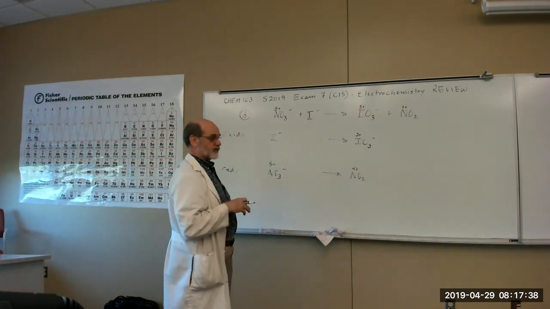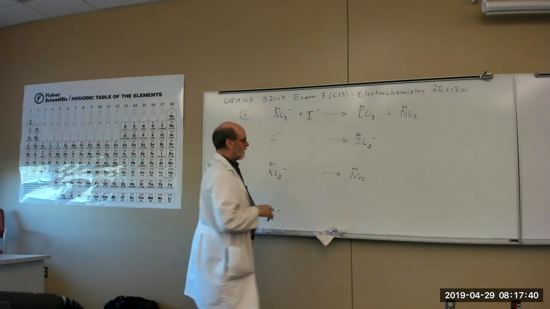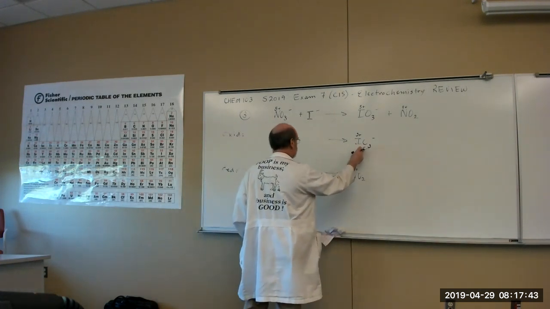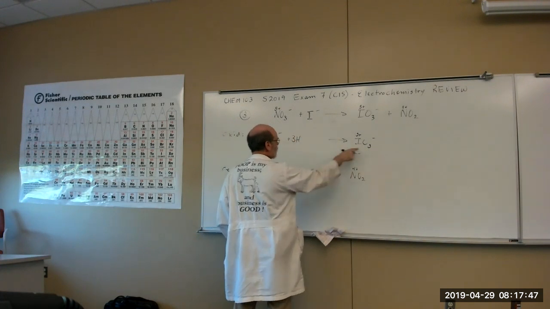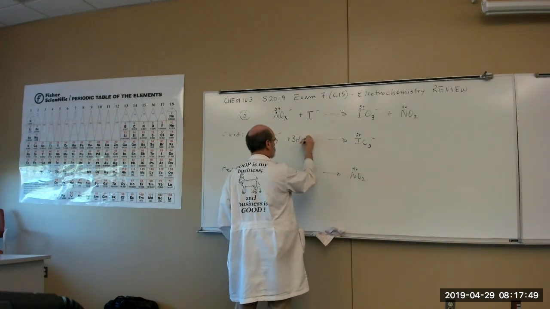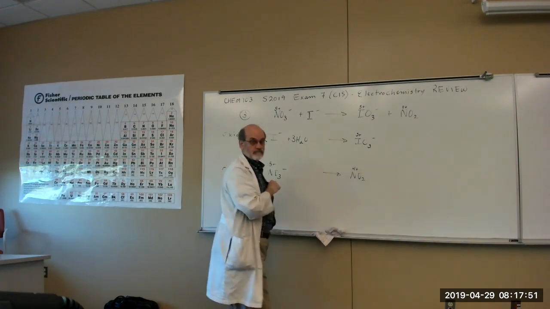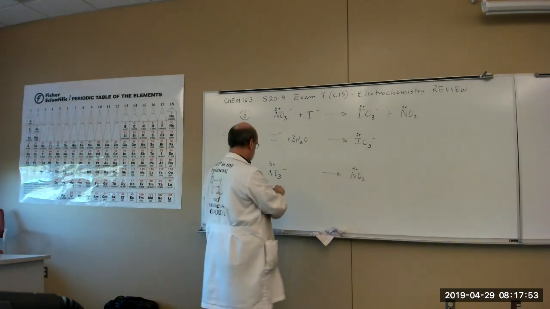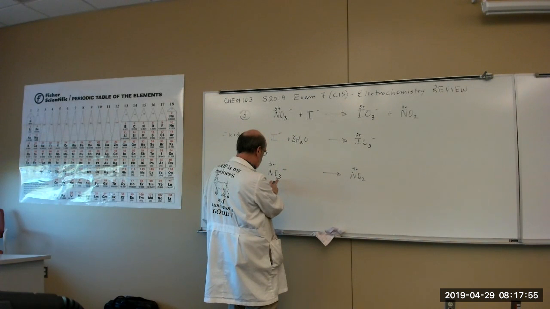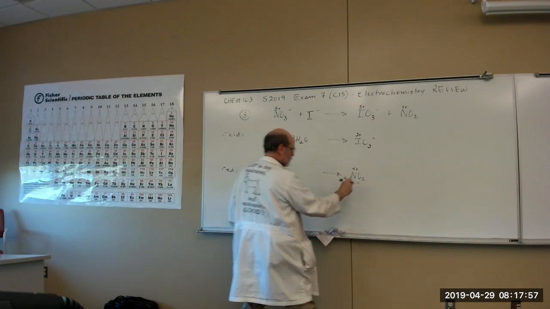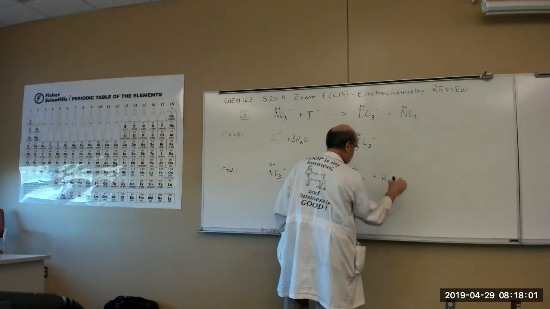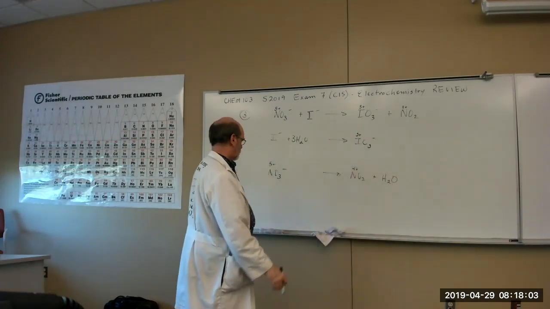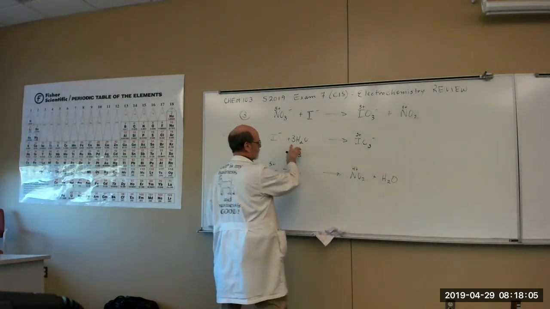Then you balance the oxygens with water. So we have 3 oxygens on this side. That means we need 3 waters on this side to give us 3 oxygens. We've lost an oxygen here, so it's going to show up over here as an oxygen. So we have 3 and 3.